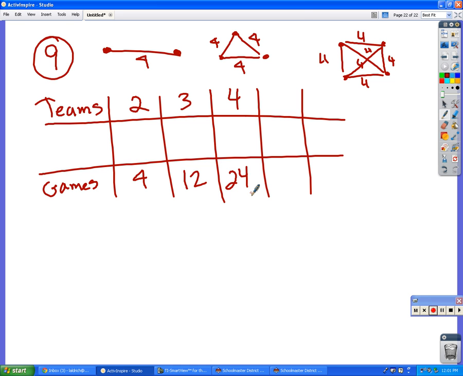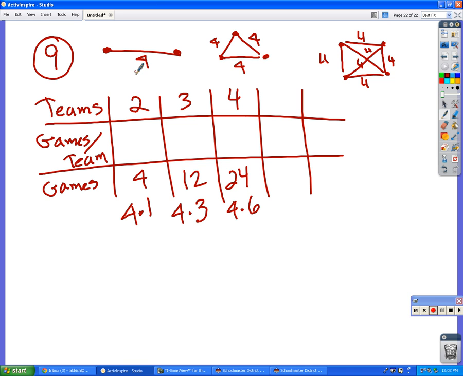Okay. So obviously we've got this little 4 thing going on. So this number right here is 4 times 1. This number right here is 4 times 3. And this number right here is 4 times 6. Okay? I don't know if that helps. Let's go back and break it down into games per team. How many games did each team play here?